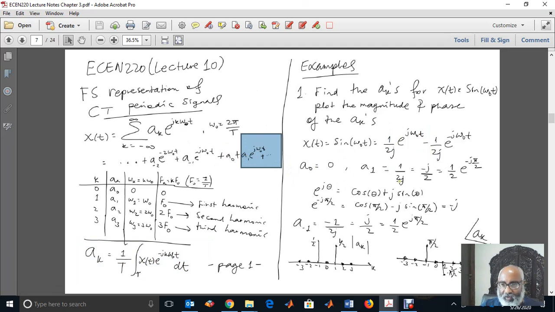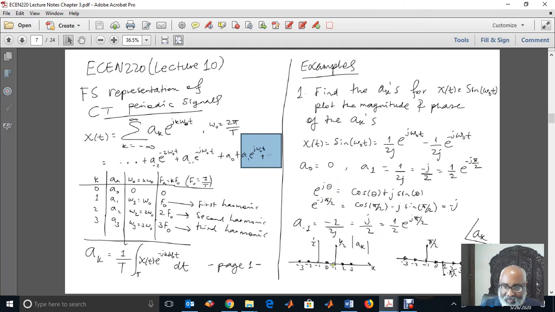So A1 is 1 over 2j. When j goes up, minus j over 2. So I can write it in polar form. In polar form means magnitude and phase. So minus j means e to the power of minus j pi over 2. So the angle is minus pi over 2. Okay? So this is A1. A minus 1 is negative 1 over 2j. When j goes up, this will be j over 2. So 1 over 2 e to the power of j pi over 2.